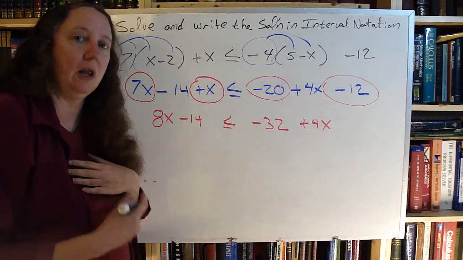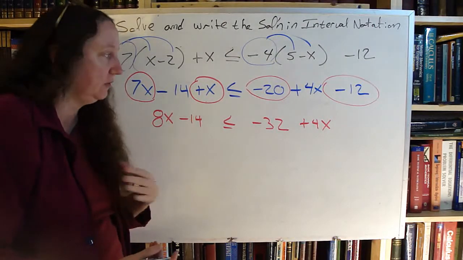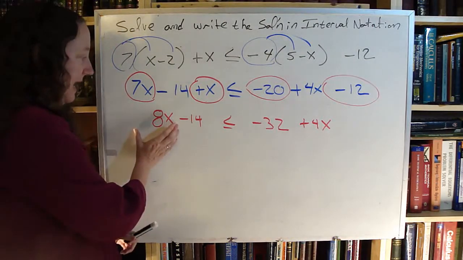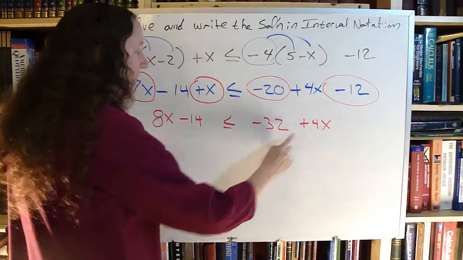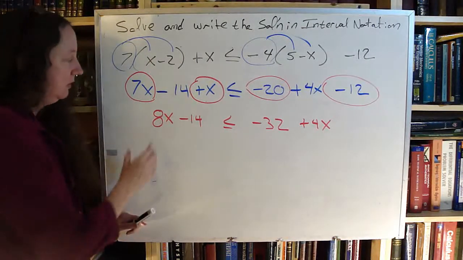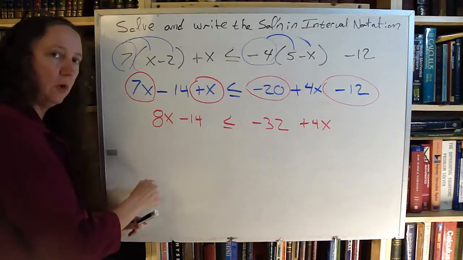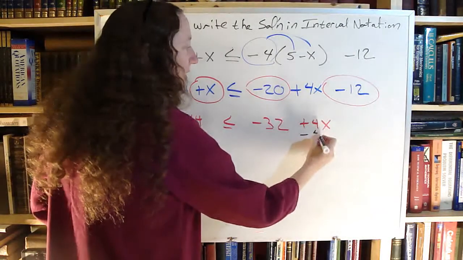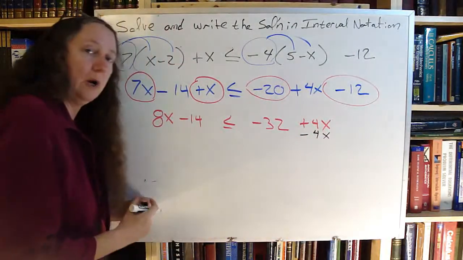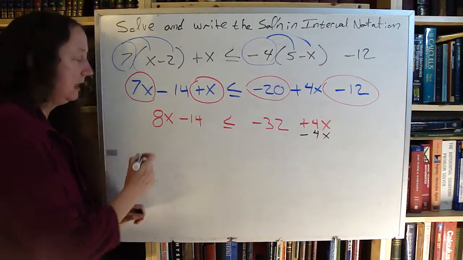Personal preference, I like positive coefficients for my letters. So I look at my 8x, I look at my 4x, it's a plus, that's a positive. So I'm thinking 8 minus 4, that's going to give me a positive. So I am subtracting the 4 over. That's why I'm moving the 4x instead of the 8x.